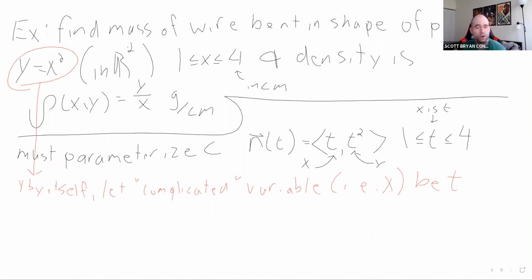So if we were just told we go from the point (1, 1) to the point (4, 16), then you would have to say, okay, the points are (t, t squared). So the first coordinate gives us t. So we're going from t equals 1 up to t equals 4. There are different ways we could do this, but this is our parameterization.